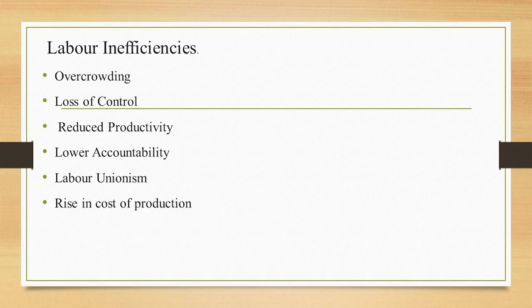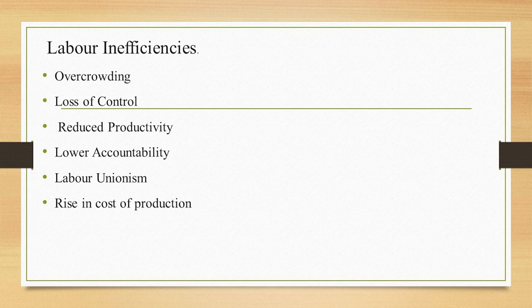Then there are labor inefficiencies. Once again, for labor also the same logic applies. There is overcrowding, there is loss of control, there is reduced productivity, there is lower accountability, there is labor unionism and rise in cost of production. See, all these factors put together will give a rise to cost of production.